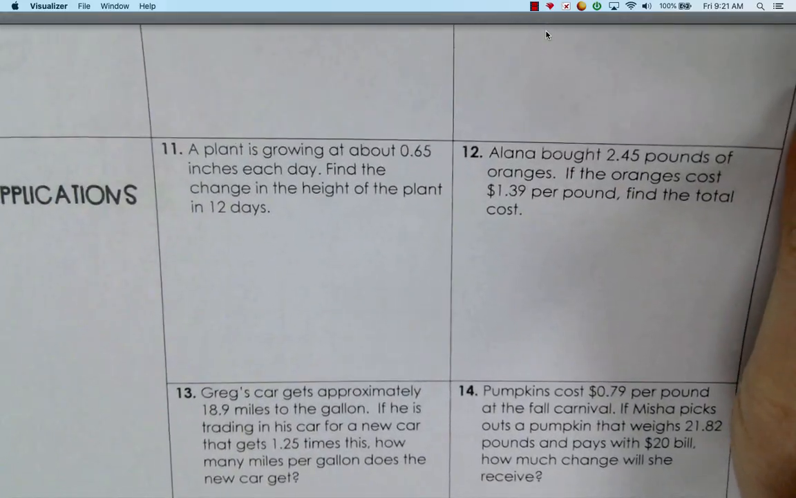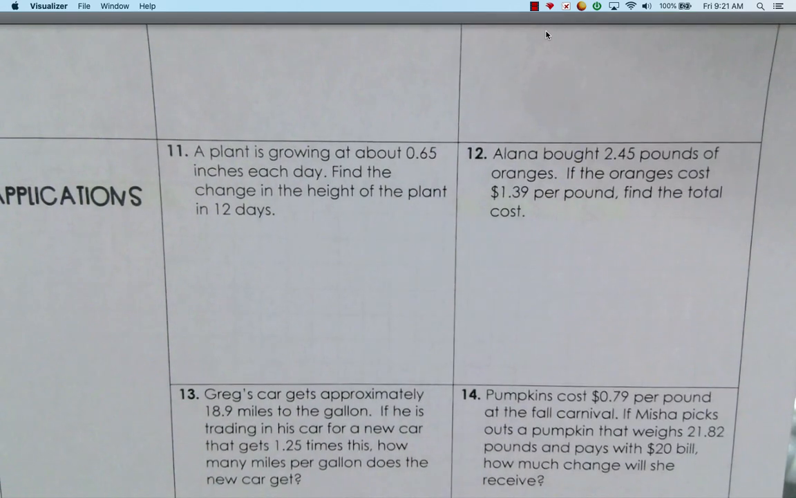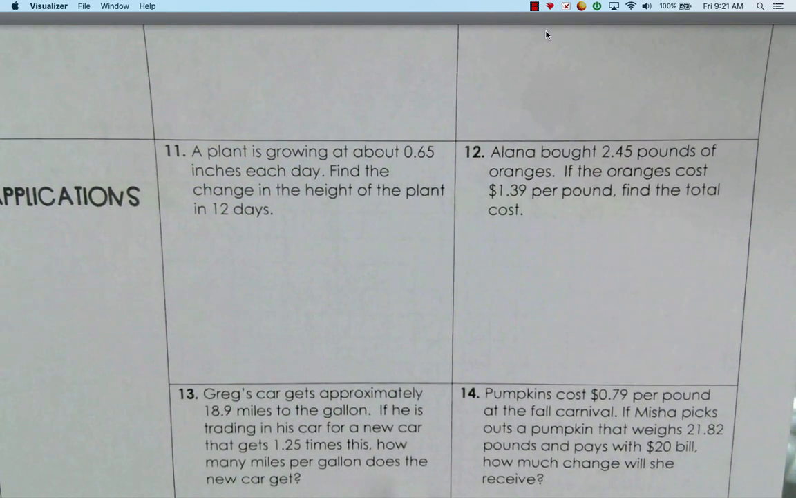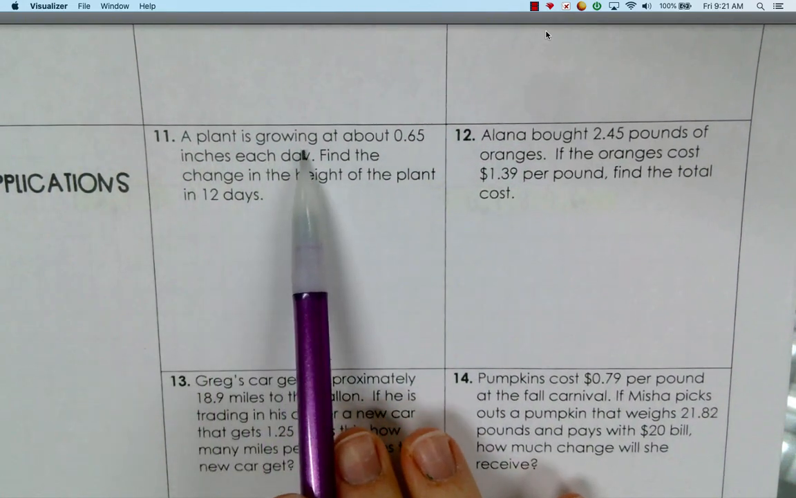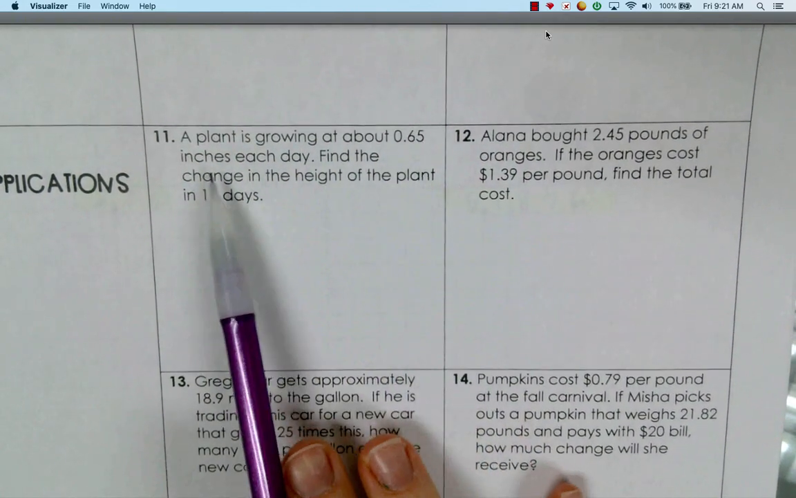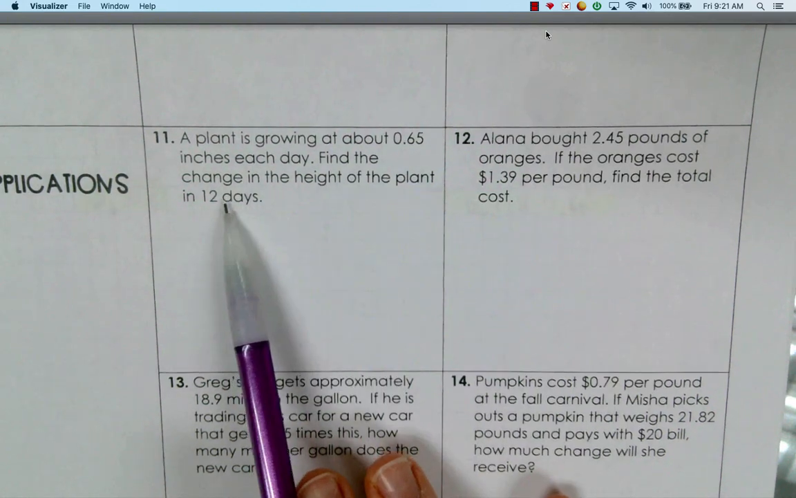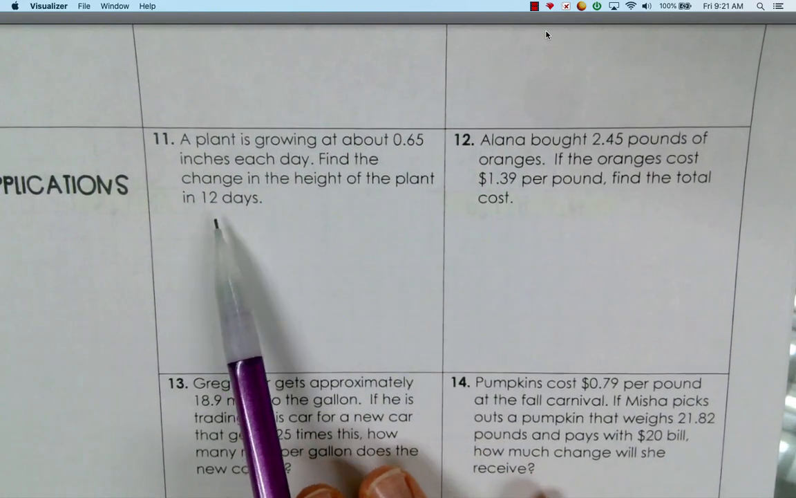Applications right here. Okay, so let me talk about this real quick. What are we doing? Yeah, we're multiplying decimals. So each one of these problems is doing what? Multiplying decimals. And there could be a little bit more. For example, a plant is growing at about 65 hundredths inches each day. Find the change in the height of the plant in 12 days.